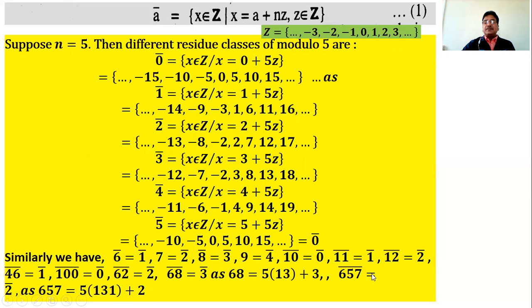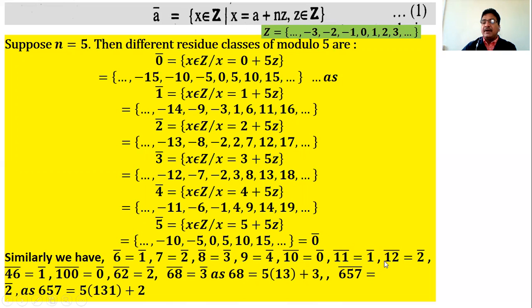And so 657 is what? It's 2 bar. So if n is 5, then 5 bar is 0 bar, 6 bar is 1 bar, 7 bar is 2 bar, 8 bar is 3 bar, and like that. Why is 11 bar equal to 1 bar? If we divide 11 by 5, what is the quotient? The quotient is 2, and 1 is the remainder.